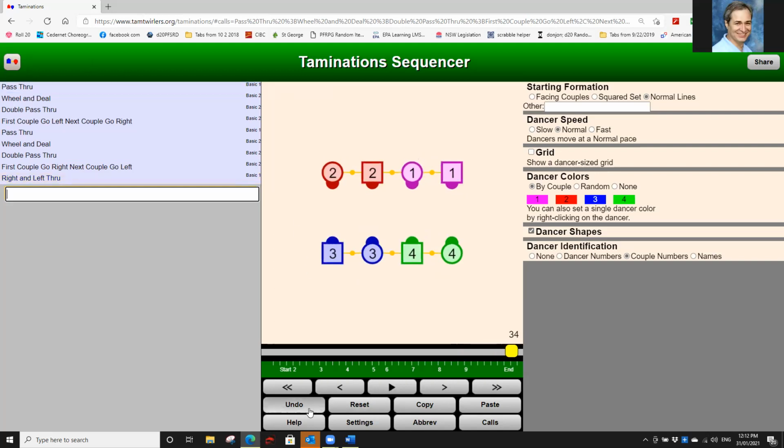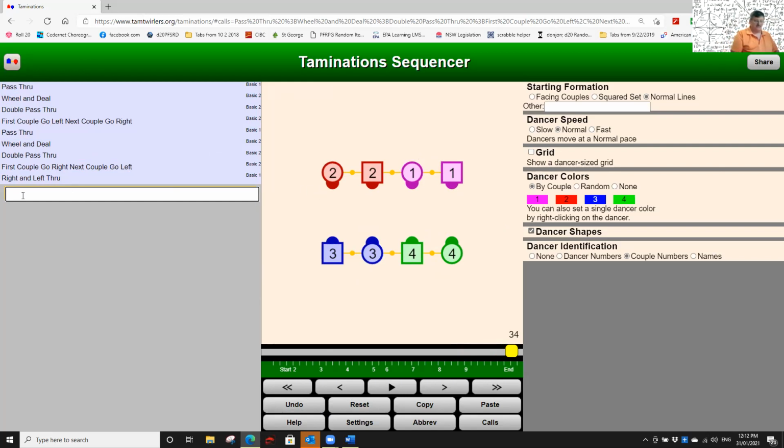Yeah. What I've actually been working on is equivalences for pass through, wheel and deal, double pass through. This is a very common one with this module. You know how to pass through, wheel and deal, first go left, next go right. It gives variety from this partner line, but you notice it also changed where that line ends up. It rotates the line.